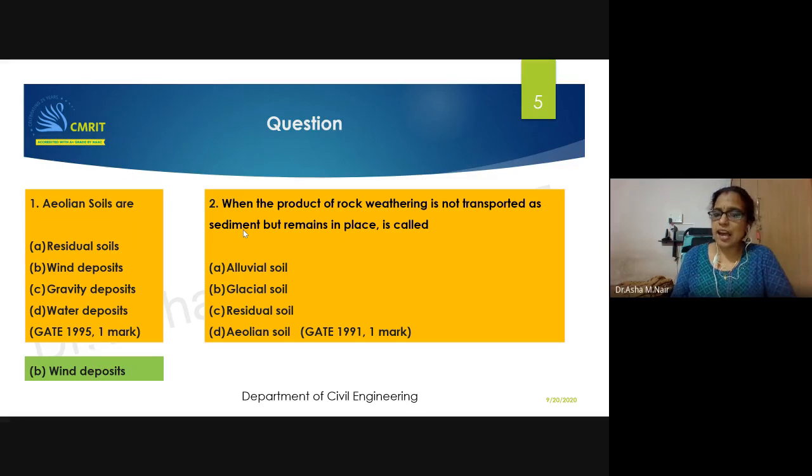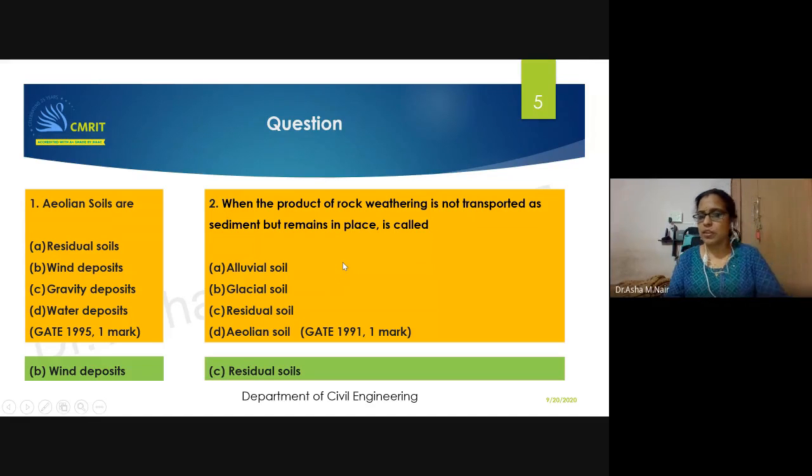So which will be the apt answer in this case? The apt answer will be a residual soil. Why is it a residual soil? Because it remains in the same place even after the source of erosion is over. When the product of rock weathering is not transported, it stays there, and that is called a residual soil. I hope this is clear for you. This is also a 1 mark question.